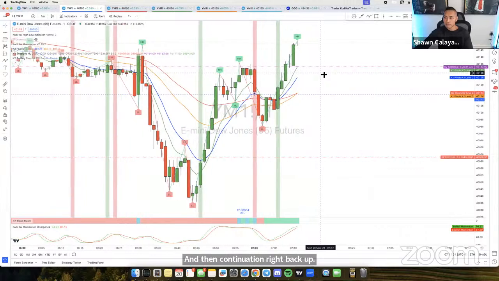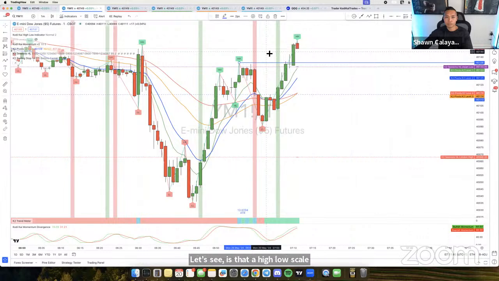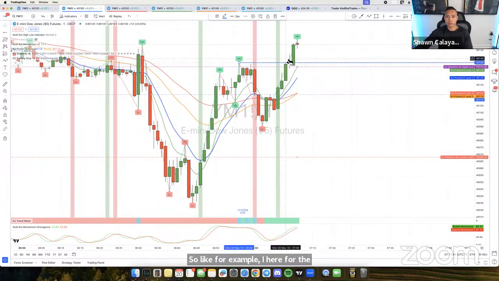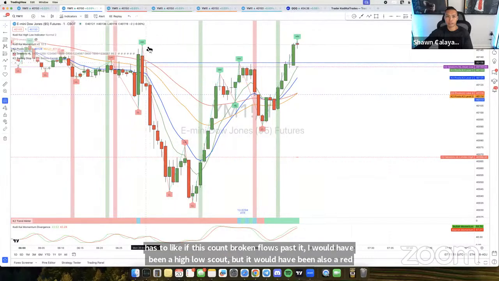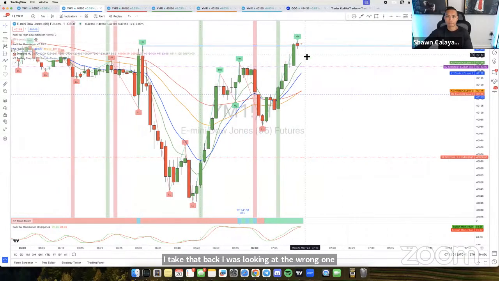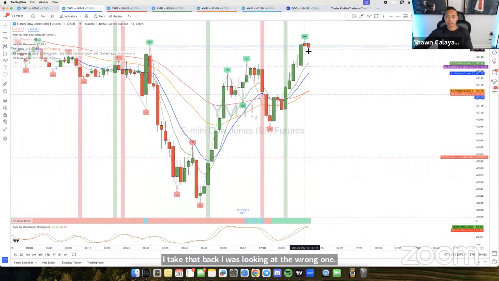Let's see, Sadie's asking, is that a high-low scalp? So it's not an actual high-low scalp, because you can't have it touch it. For example, right here for the high-low scalp, if this candle broke and closed past it, that would have been a high-low scalp, but it would have also been a red flag. But it touched it, so when it touches it, that invalidates. Actually, no, sorry, I take that back. I was looking at the wrong one, Sadie. I think you're referring to this one up here, right? So this over here actually is a high-low scalp.